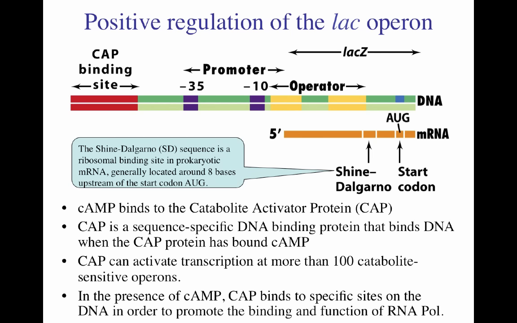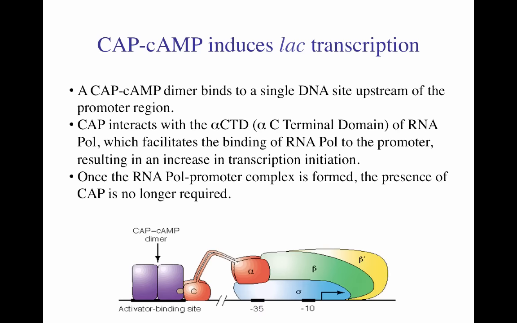And it is present in many operons. It is believed to be found in over 100 different catabolite-sensitive operons, and therefore it's able to increase the amount of expression of those operons in the absence of glucose. So in the presence of cyclic AMP, the CAP cyclic AMP dimer can then bind to specific sites in the DNA in order to promote the binding of the CAP and then increase the function of the RNA polymerase.